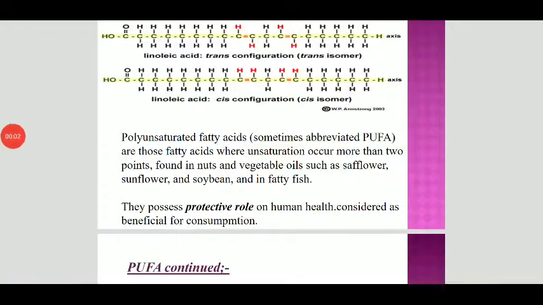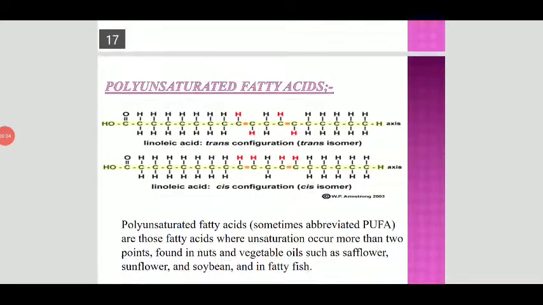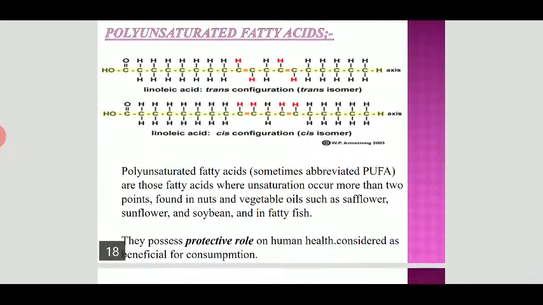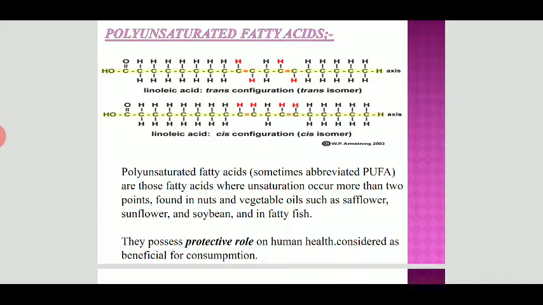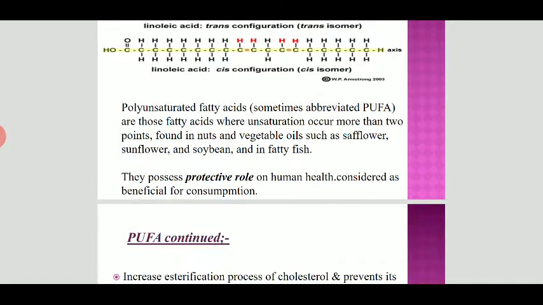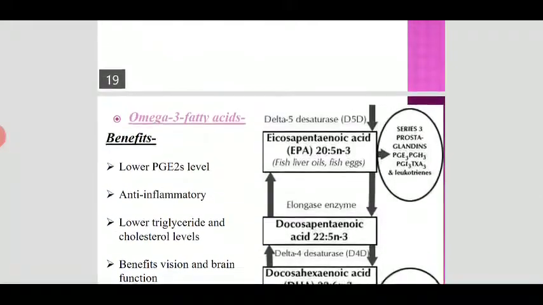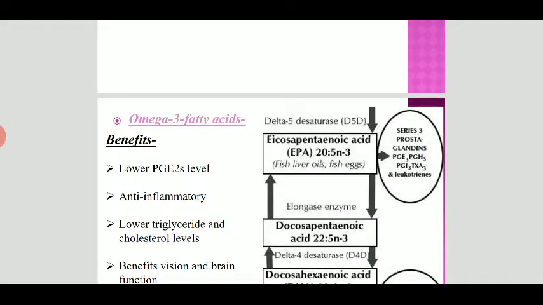Good morning, students. In the previous class, we discussed saturated fatty acids and polyunsaturated fatty acids. As we discussed, what are polyunsaturated fatty acids? Polyunsaturated fatty acids contain unsaturation at one or more points, and they play a protective role.